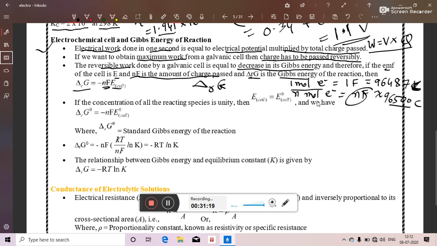And if you want to find out the charge carried by n mole of electrons, we have to multiply the number of Faradays with n. So nF is the charge carried by n moles of electrons, and E cell is the potential of the cell. Now if the concentration of all the reacting species is unity, so if the concentration of electrolyte is unity, then that cell will act as a standard cell. So in that case, instead of E cell we will write E naught cell, and instead of delta G_r we will write delta G_r naught, that is standard Gibbs energy change of reaction.